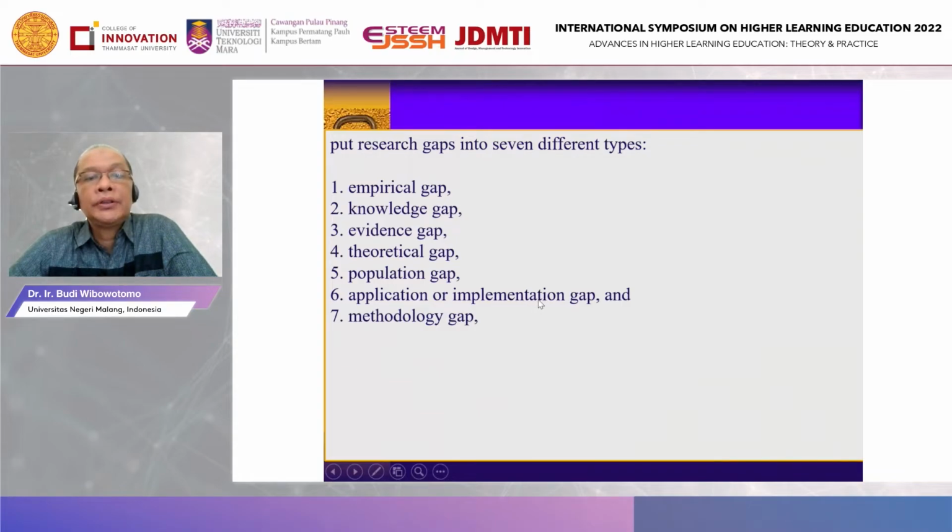Also, the application or implementation gap, this is maybe relatively more in the science or technical area. So this is the application of a new machine, new method, new instrument, like I said before, in a different kind of object of research. And the reason is to find the most effective and easiest way the system can be run.